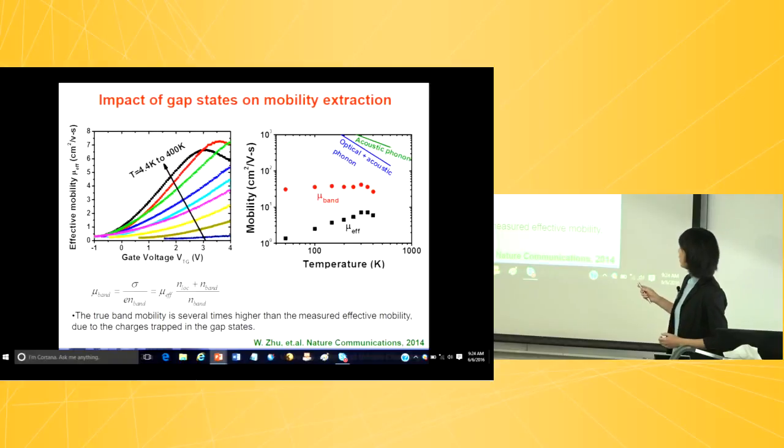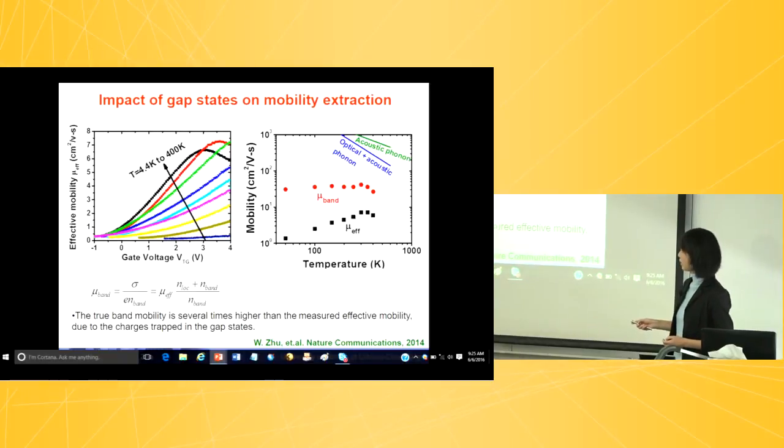As we mentioned previously, the effective mobility from a transistor takes into account all the charge carriers in the channel, no matter whether they are mobile or not mobile. So the total carrier density includes two parts: the carriers that are in the conduction band, which contribute to the conductance, and the carriers in the localized states, which do not participate in the conductance.